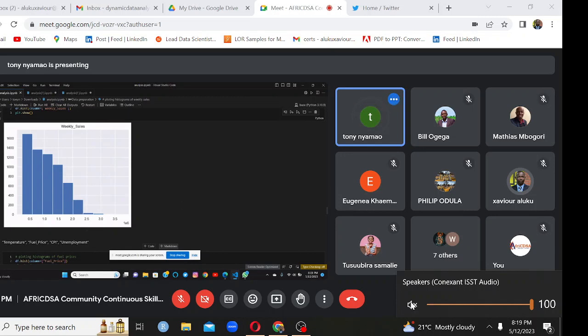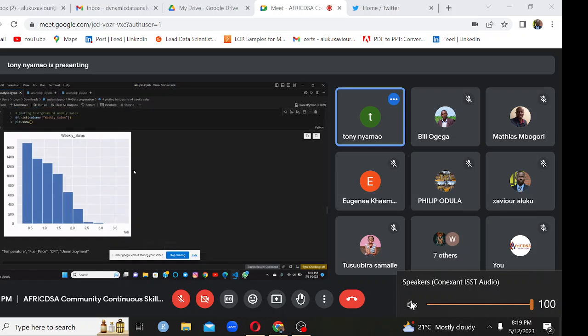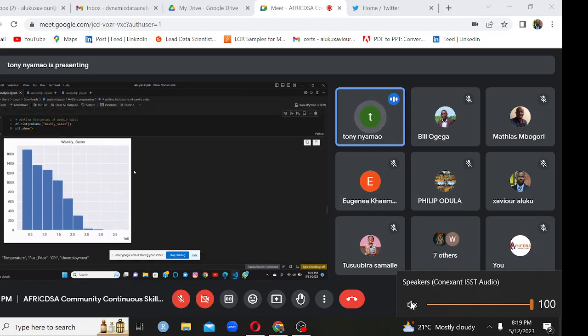But okay. Because from the weekly sales, I was not able to identify the labels for the y and the x axis. But the weekly sales seemed to be declining as the week was going by. That's what I can say about it, and I'll add more explanation on it. Okay, thank you.